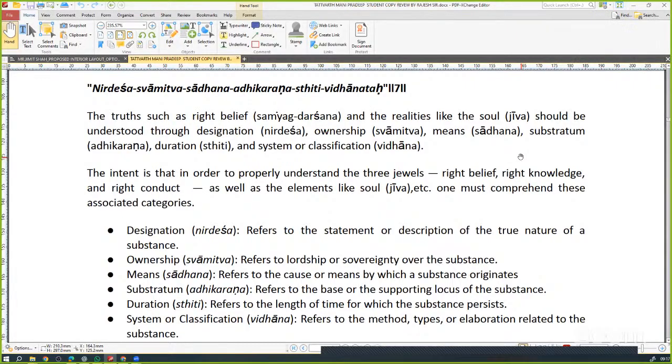So what about ownership? Who is the owner? For any substance to exist, there has to be an owner. Supposing the potter has made this vessel, an earthenware vessel. Now who is the owner? From the real point of view, that mud itself is the owner of that jar, right? From the conventional point of view, the potter is the owner, right? So we also need to know who is the owner, from the conventional point of view and the real point of view.